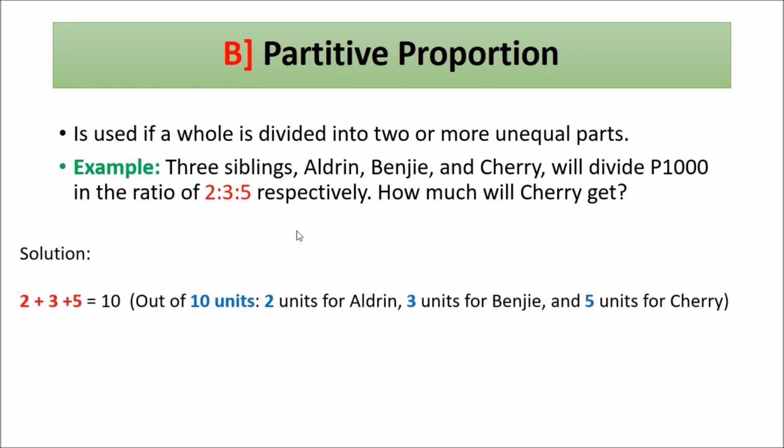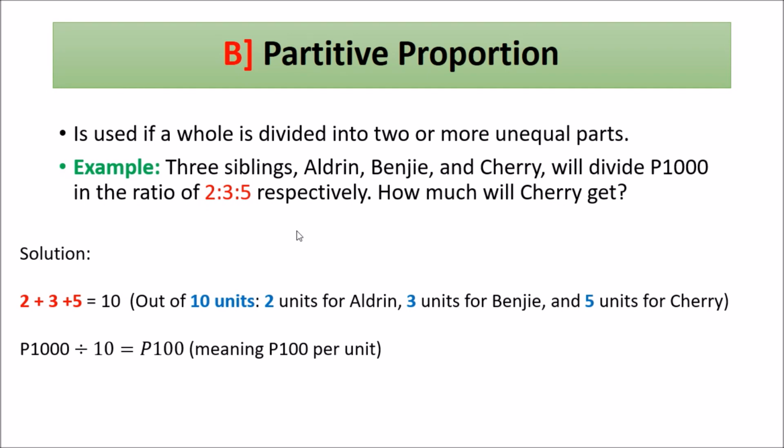So to solve this problem, we just simply add all the ratio. 2 plus 3 plus 5, and then that will give us 10. So that means out of 10 units, 2 units for Aldrin, 3 units for Benji, and 5 units for Cherry. So what's the use of the 10 units there? The 10 units is our divisor for the entire quantity given in the problem, which is 1,000 pesos. So then that is 1,000 pesos divided by 10, and that will give us 100 pesos.